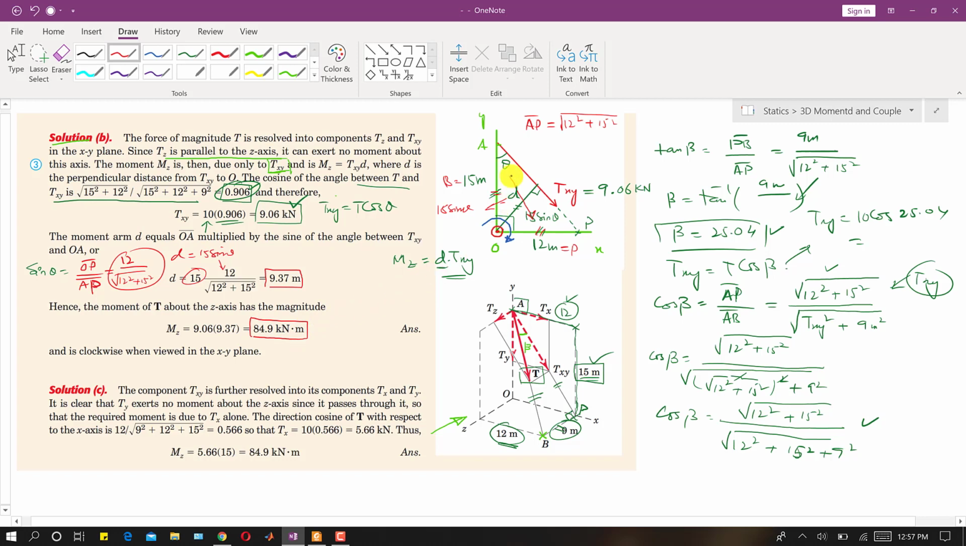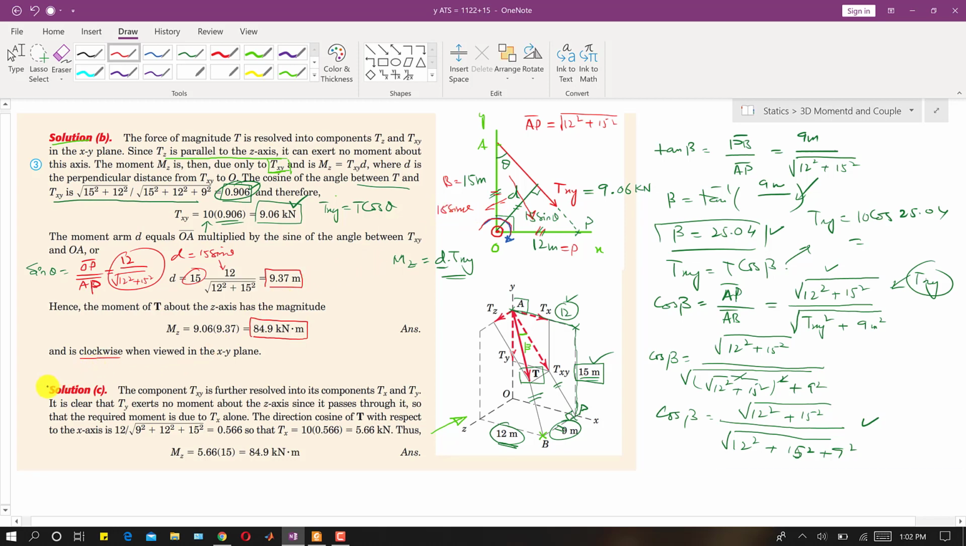So now we can observe from this figure that this txy will produce the clockwise moment. Here it is written that it is clockwise when viewed in the xy plane, right? So when we view this txy in the xy plane, this is the xy plane, we can see that this txy is producing the clockwise moment, right? I have already drawn that direction, right? So now this is the second solution of that same problem, right?